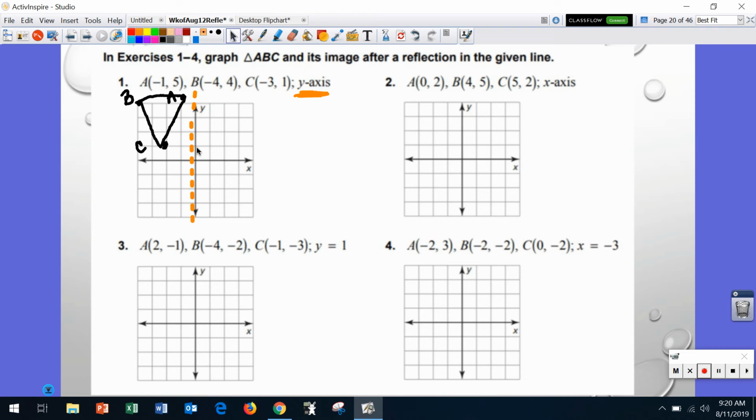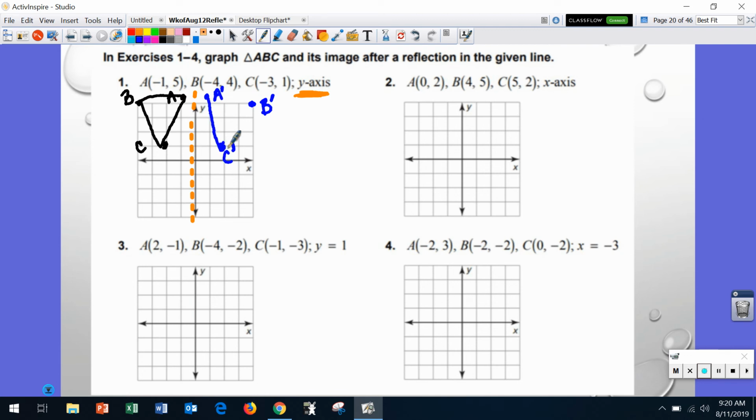And I'm going to go in and count. So from A, in order to reflect over this line, I'm going to go 1, so that means that's one space over. And I'm going to put this in blue. So this is A prime. And then for B, I'm going to count 1, 2, 3, 4. So it goes here. This is my B prime. And then here I count 1, 2 on this side, and this is my C prime.